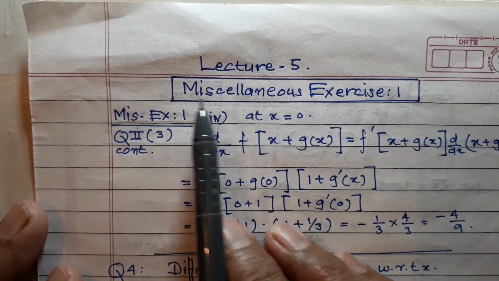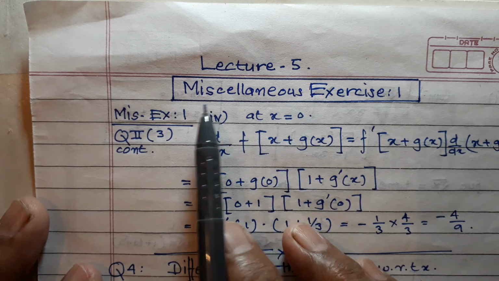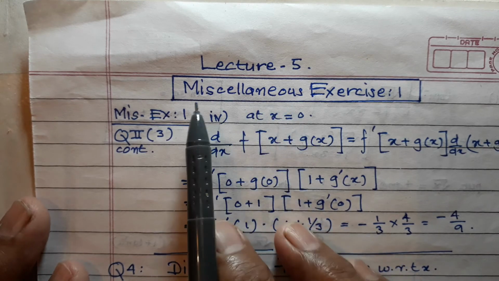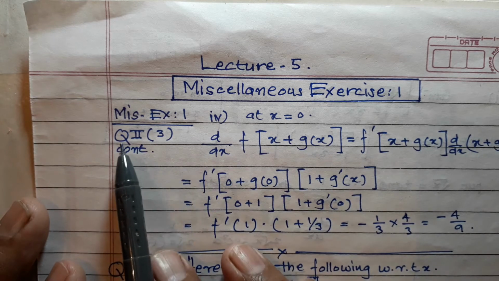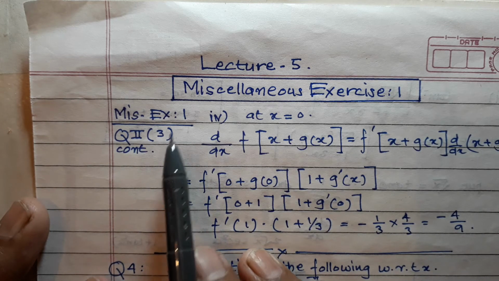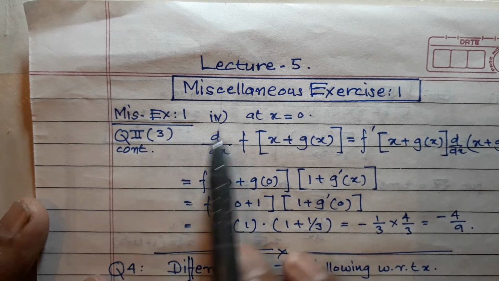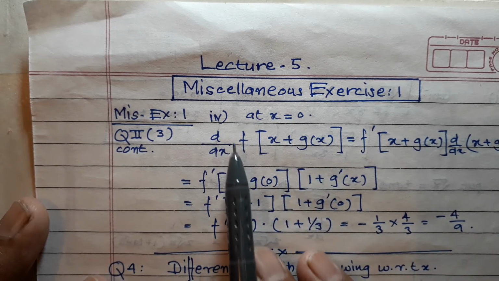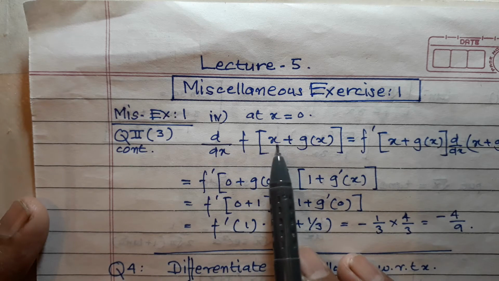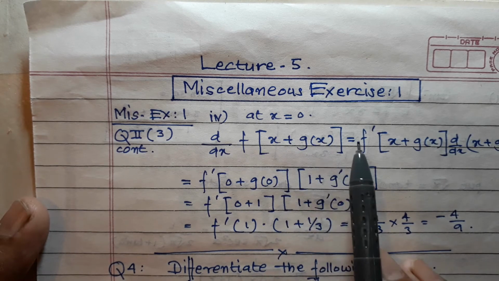In this lecture, I am going to explain some examples from miscellaneous exercise 1. Question number 2, 3, that is continued. The fourth one remains. At x is equal to 0, d/dx of f(x) plus g(x).